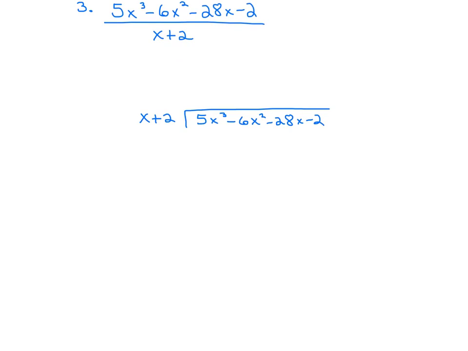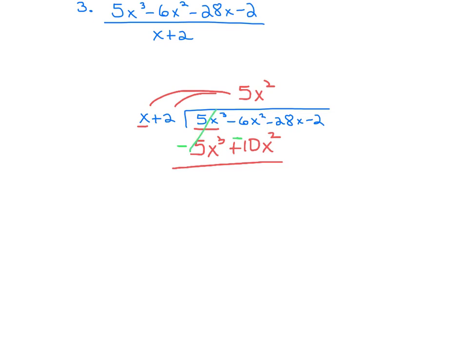So here I've got to figure out what I'm going to multiply x by to make it 5x cubed. And that will be 5x squared. I'm going to distribute it to the x to the 2. And now I flip the signs to opposite. So make this negative, negative, and now I combine the terms. This cancels. This gives me negative 16x squared. I drop down my next term.